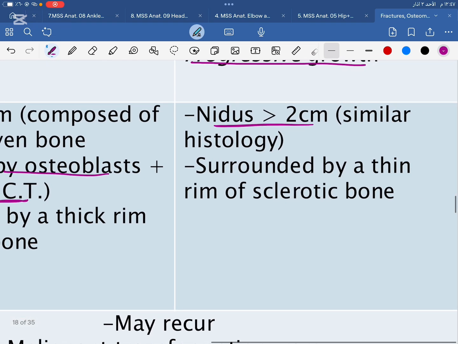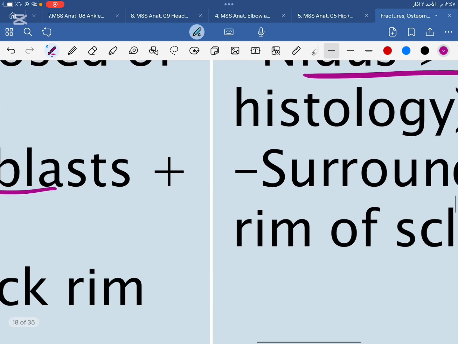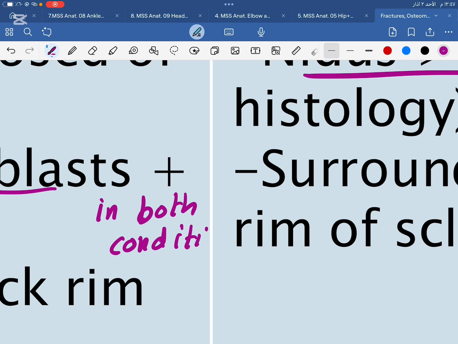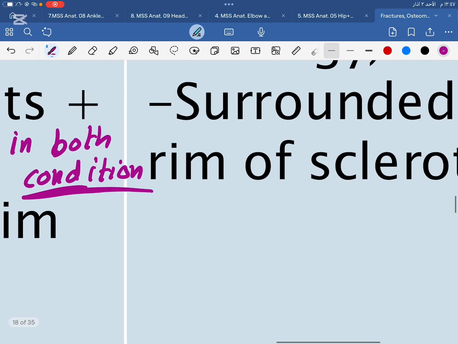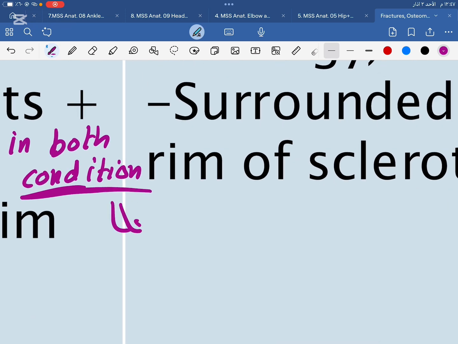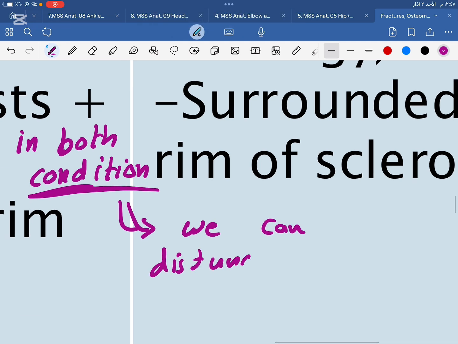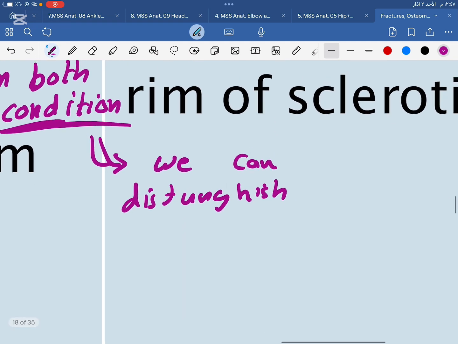Osteoid osteoma and osteoblastoma differ in that the radiology tells us the nidus in osteoid osteoma is less than 2 cm, and in osteoblastoma more than 2 cm. And the osteoid osteoma has a thick rim of sclerotic bone, while in osteoblastoma it is thin.